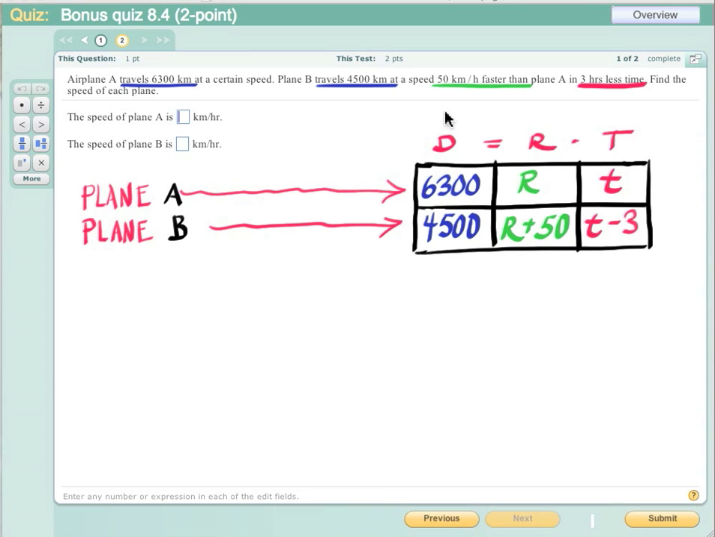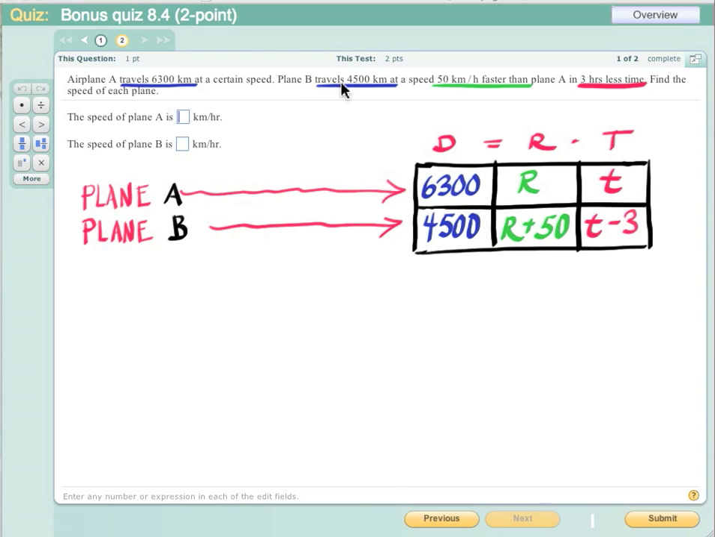So what I'm going to do is just read that. In fact, plane A, they tell us very little about it. All they tell us is that it goes 6,300 kilometers at a certain speed. So I know it's going to go that far. And I don't know the speed it goes at, so I left that as a variable. And I don't know the time it's in the air. And so that's the best I can do in terms of this particular distance equals rate times time.